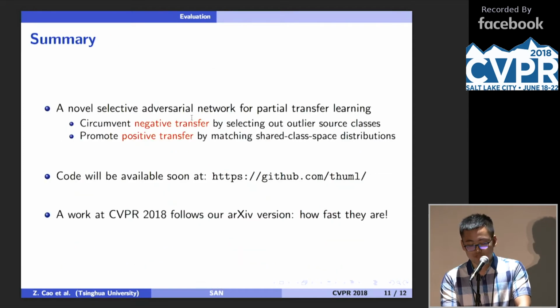In summary, we introduce a novel selected adversarial network for partial transfer learning in this work. We simultaneously circumvent negative transfer by selecting outlier source classes and promote positive transfer by matching shared class space distributions.